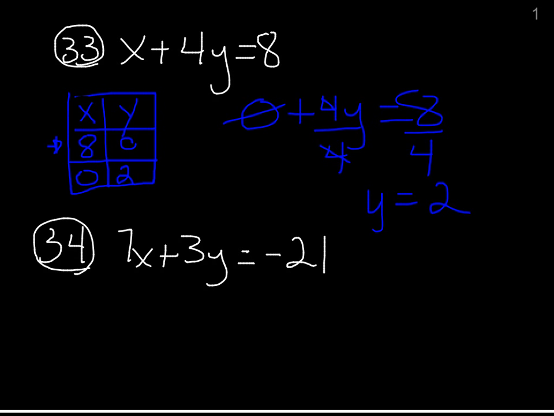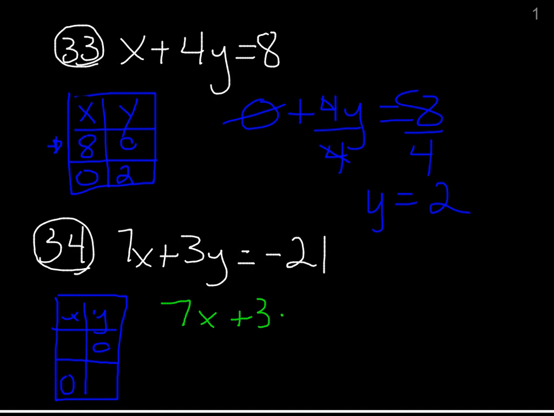On 34, it's still finding x and y intercepts, so we're going to do the same thing. I'll make a table of values with just 2 rows. One of them will have 0 for y, and that'll be the x-intercept. The other one will have 0 for x, and that'll be the y-intercept. So again, you're going to plug in a 0 for the y to find the x-intercept. So we go 7x plus 3 times 0 equals negative 21.